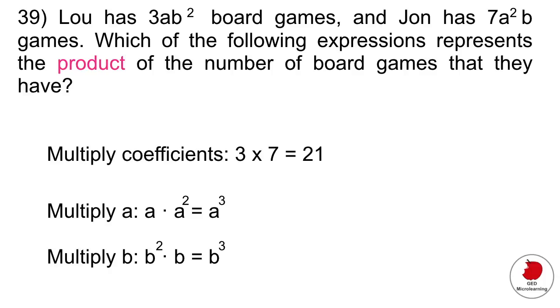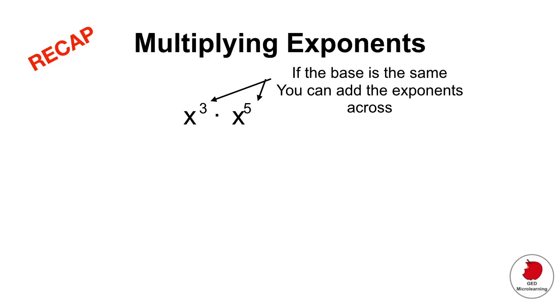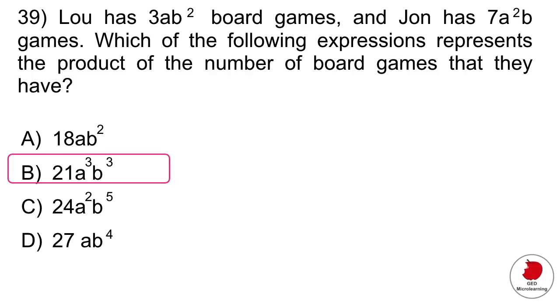All right, so just a quick recap of multiplying exponents. When you multiply exponents, if they have the same base, as you can see here, all you have to do is add the exponents across. Okay, so in this case, if you had 2x raised to the third multiplied by 3x raised to the fifth, you're going to add those numbers in the top across. All right, and that's how we get answer B.